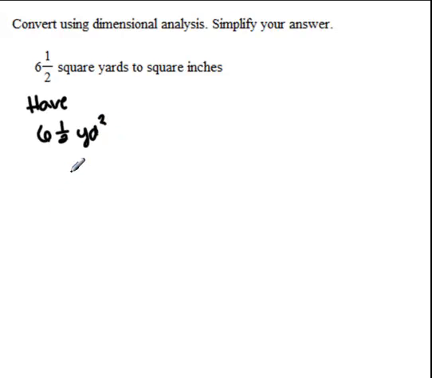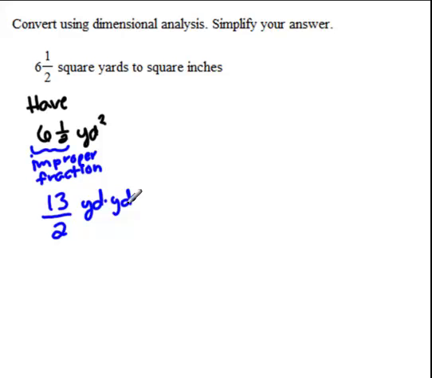I'm going to write this a little differently. I'm going to take the 6.5 and rewrite it as an improper fraction, 13/2. The square yards I'm going to write out as yards times yards, because that's square yards, yard times yard. So this is what I have.